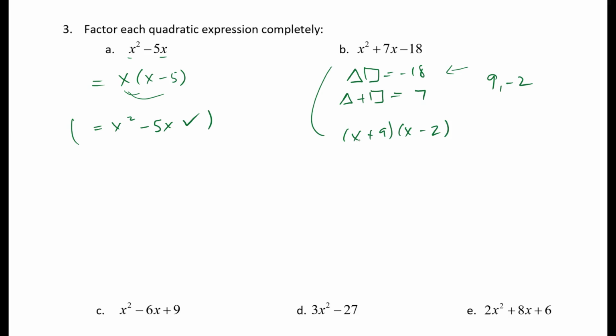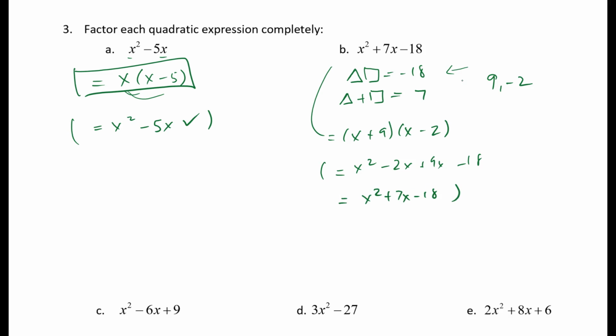And if you wanted, you could remultiply that out to see that we did it right. Maybe do that one time here. x squared, the outer terms are negative 2x, inner terms plus 9x, last terms minus 18. You get x squared plus 7x minus 18, which is what I started with. So again, that's the right answer.